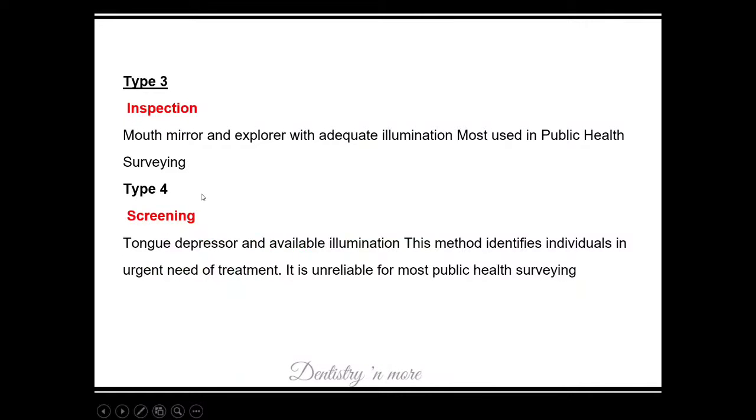Whereas type 4 is just tongue depressor and illumination. So this method identifies individuals in urgent need of treatment. Okay, it is unreliable for most public health surveys.